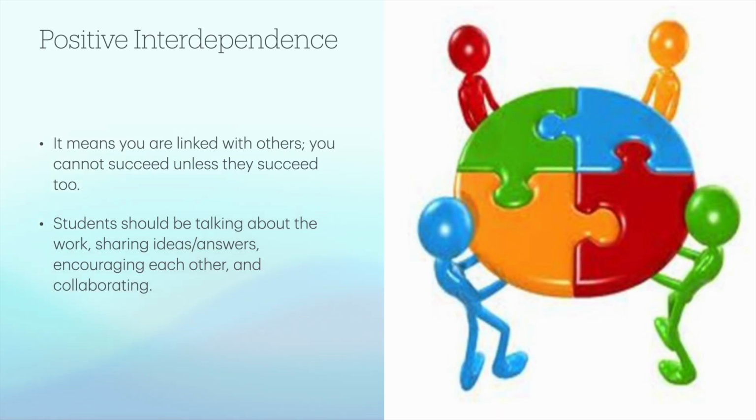So the first part that I want to talk about is positive interdependence. It means that you are linked with others. You cannot succeed unless they succeed too. Students should be talking about the work, sharing ideas, answers, encouraging each other, and collaborating. So basically, each person has a piece of the puzzle, but all the pieces have to come together for the final product.